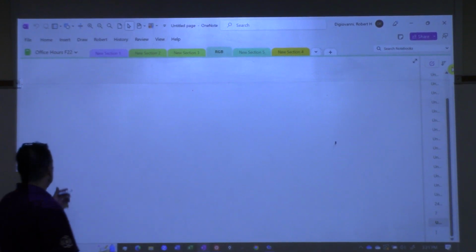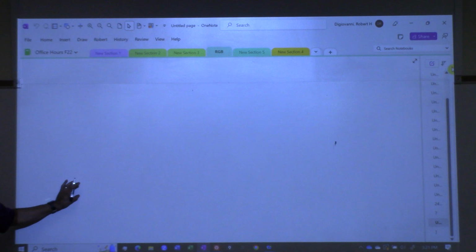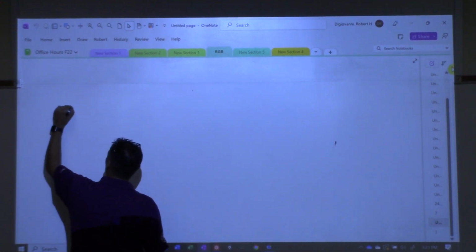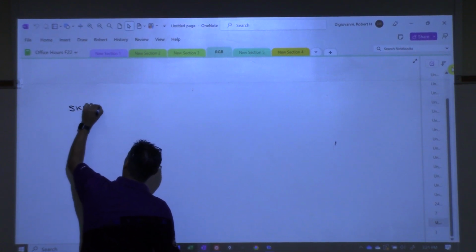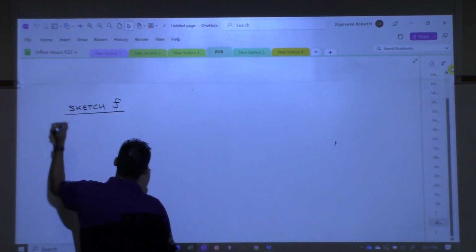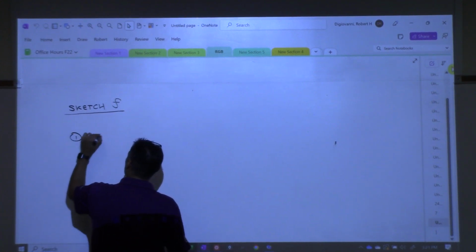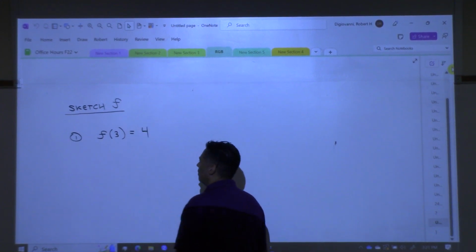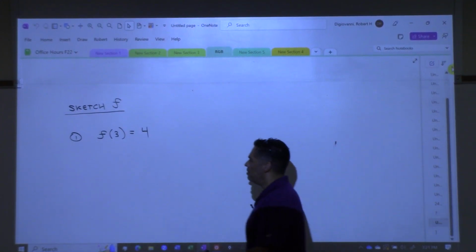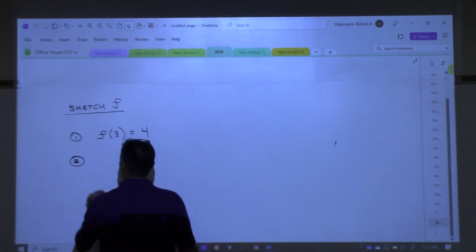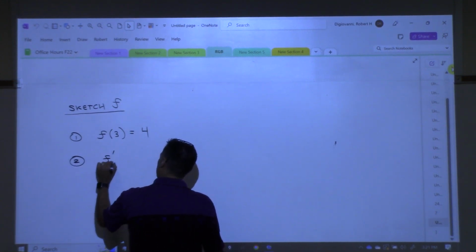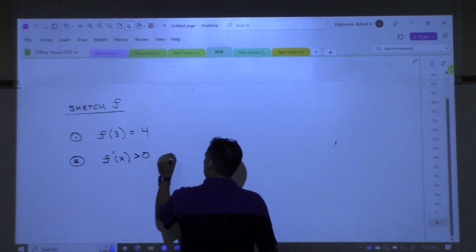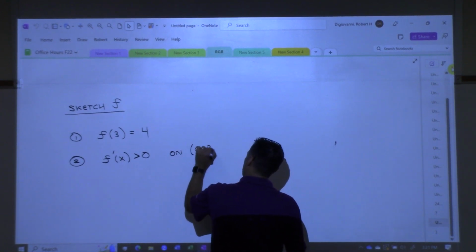Here we go. So I'm going to give you some conditions for a function. You're going to see if you can draw it. All right, so here's the first condition. I want you to sketch me this function f, all right? And here are the conditions on f. First condition, f of 3 is equal to 4. The second condition is that f prime of x is greater than 0 on the interval 0, 3.